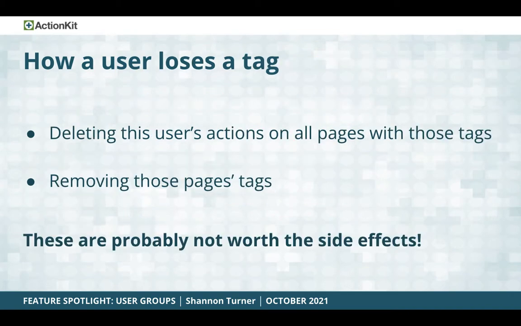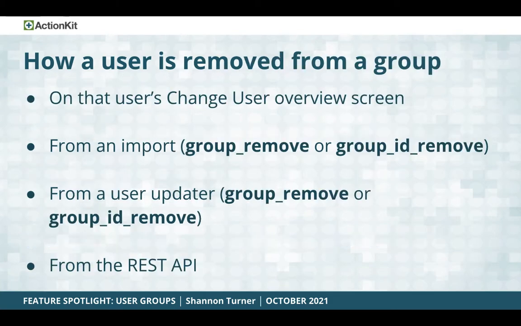Now, we've already talked about this, but how you can have a user lose a tag, well, it's probably not worth it because there's side effects. You either have to delete actions or you have to remove tags, potentially from a lot of other people, to do it. Removing users from a group, though, there's lots of ways that can happen and there's no side effects. Again, you can remove users from a group on the Change User Overview screen. You can do this with an import or a user updater using the group remove or group ID remove columns. You can also remove users from a group with the REST API.